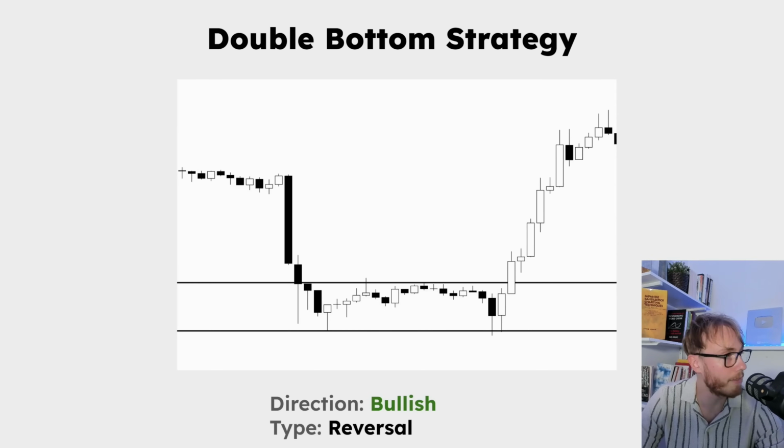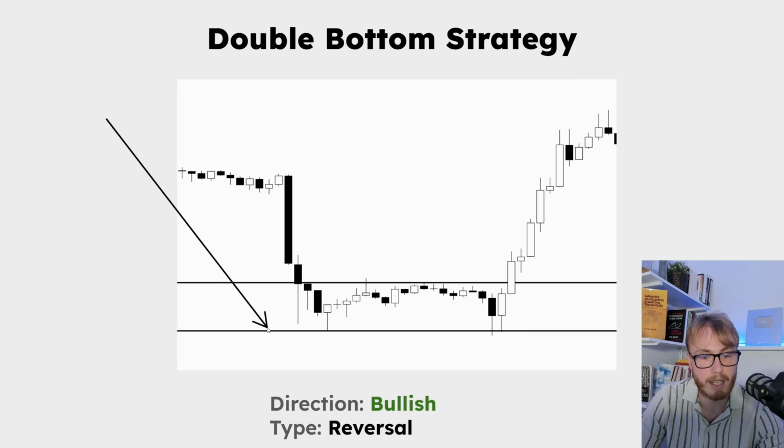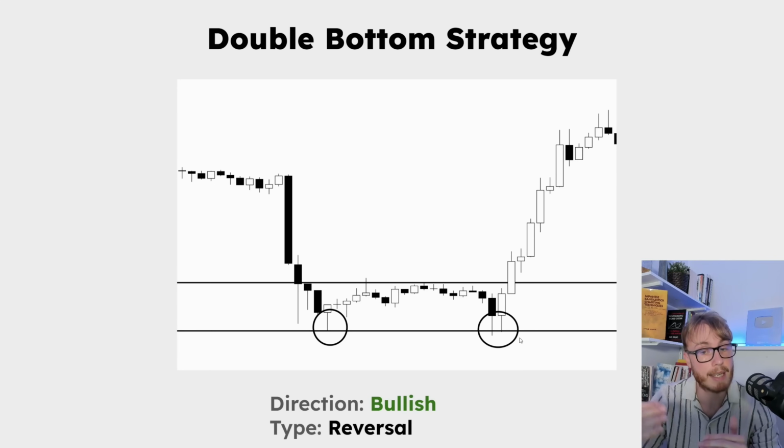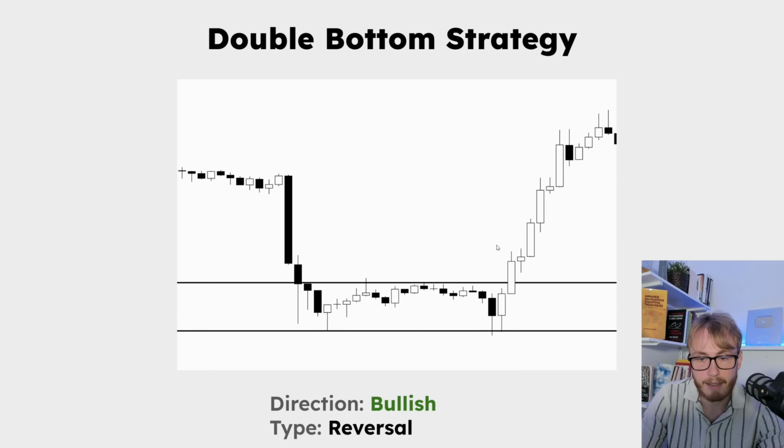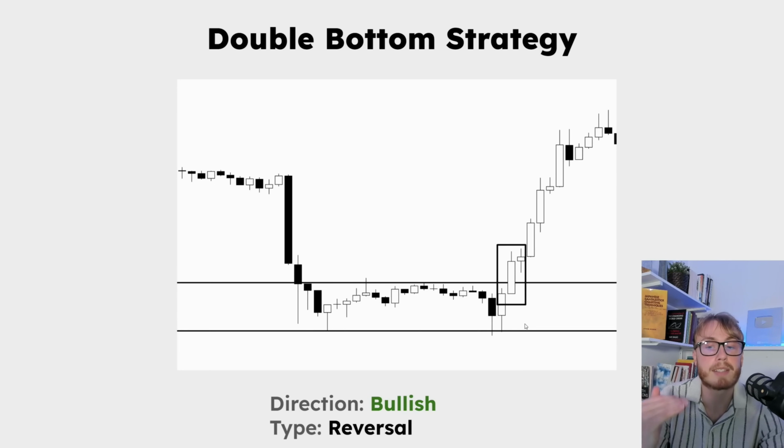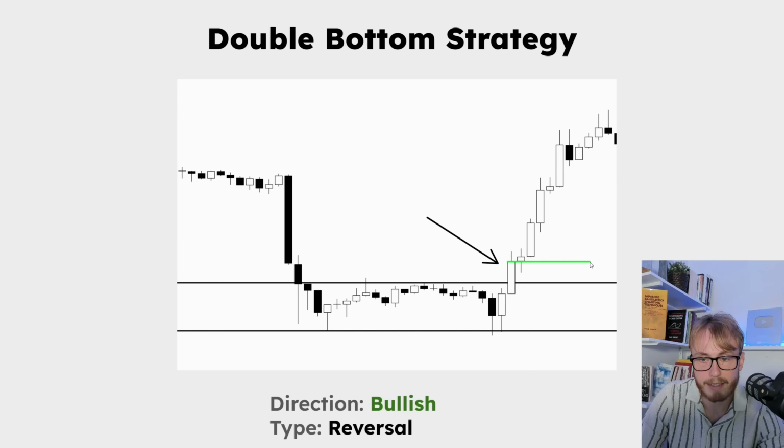So here is a real life example of the double bottom. You can see that we have a move towards the downside. Then we see one low and two lows appearing here at around the same level. And then at this point right here, the price broke above the resistance that comes from the highs in between the two lows. And the most common way to enter is to enter at the breakout. So the entry is usually placed at the candle close of the breakout.